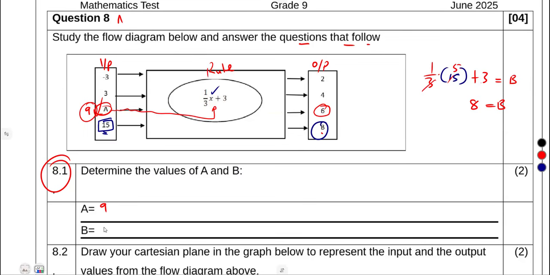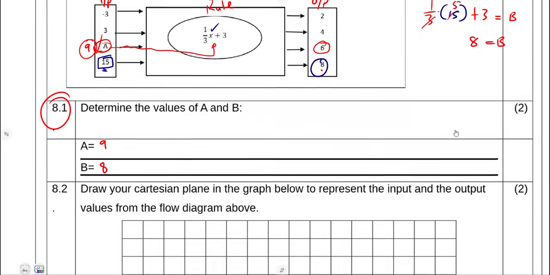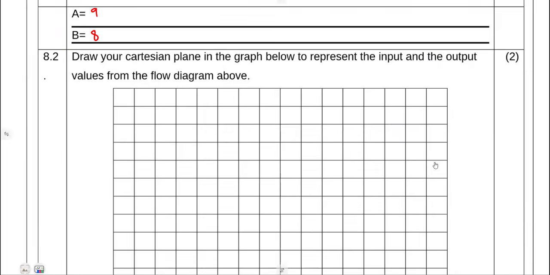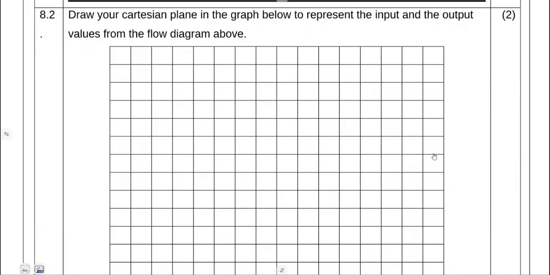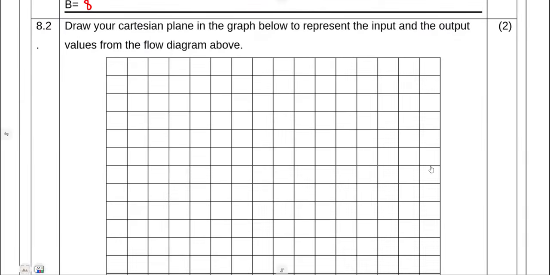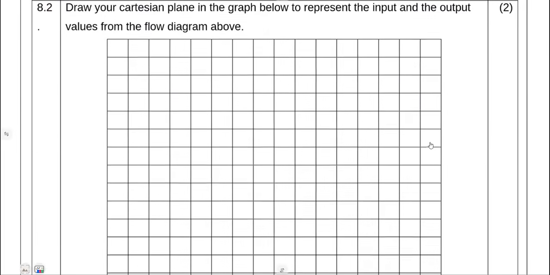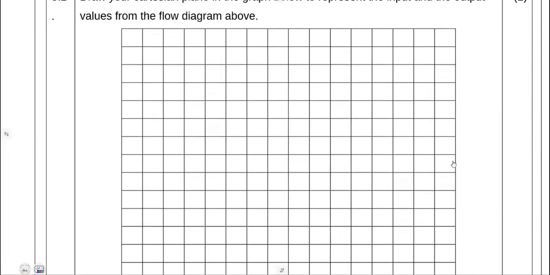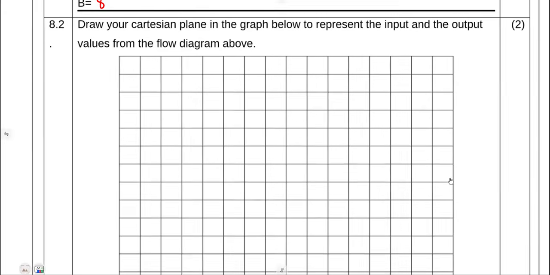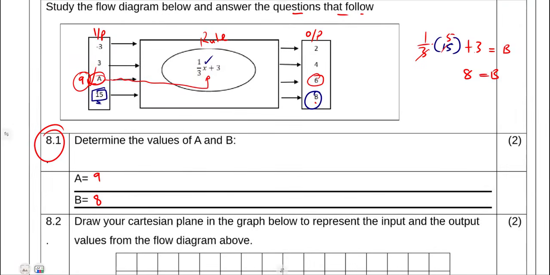So B equals 8. So that was it. Then draw your Cartesian plane in the graph below to represent the input and output values from the flow diagram above. So we need to represent input and output values. If we check our input values, they are minus 3, 3, 9, 15.